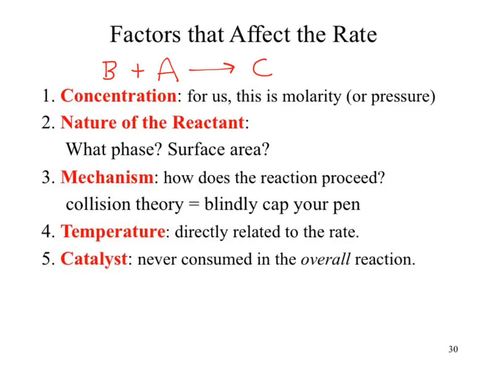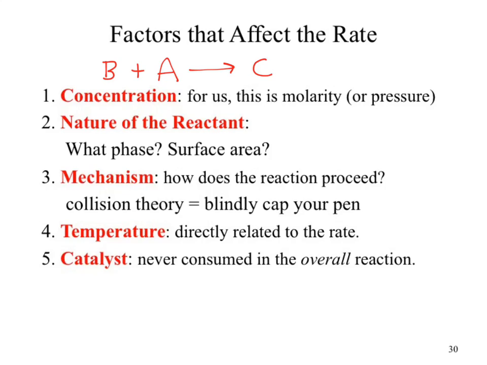Okay, for instance, if one of our compounds is a solid and the other one is a gas, where are the only places that those things can interact with each other? Only at the surface of the solid. So if I want to increase the speed of the reaction, what can I do to the solid? Break it up into smaller pieces. Now there's more surface area, more can react. So we can look at the nature of our reactant.